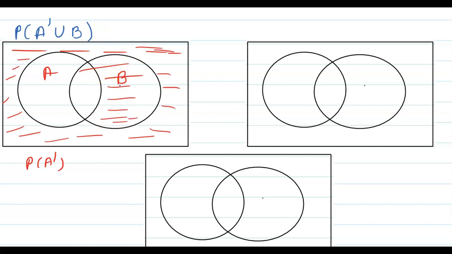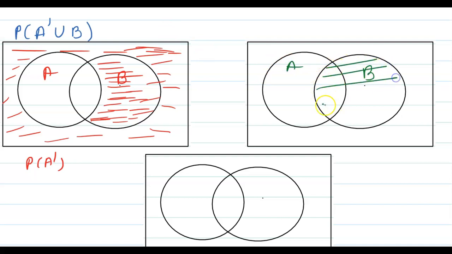Sorry, this was by mistake, so let me rub this. Okay. Everything except A. So we are not going in the A region. So this is not A. What about B? If this is A and this is B, then B means only B. So you are shading only B. That's it. Now P of A complement is done, P of B is done.